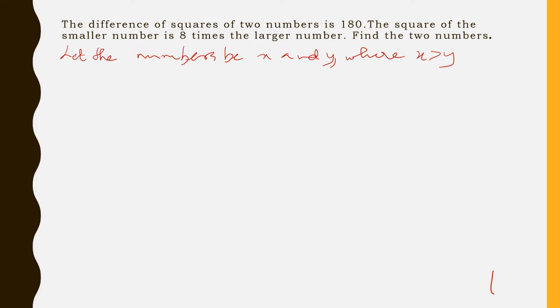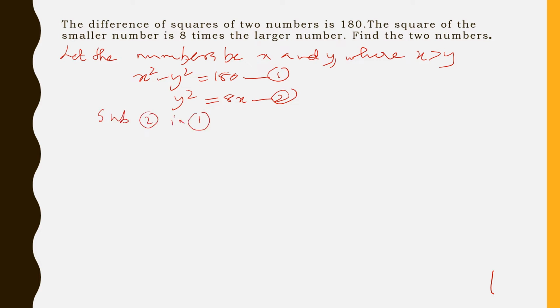Now the question is the difference of the squares of the two numbers. So the numbers are x and y. Squares of the numbers are x square and y square, and the difference is x square minus y square equal to 180, equation number 1. The square of the smaller number, that means y square, is 8 times the larger number. We can give it as equation number 2. Now you can see that the equations are in terms of two variables x and y. So what we can do is substitute equation 2 in equation 1.